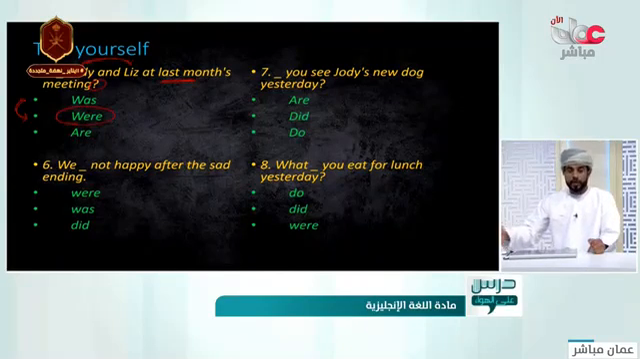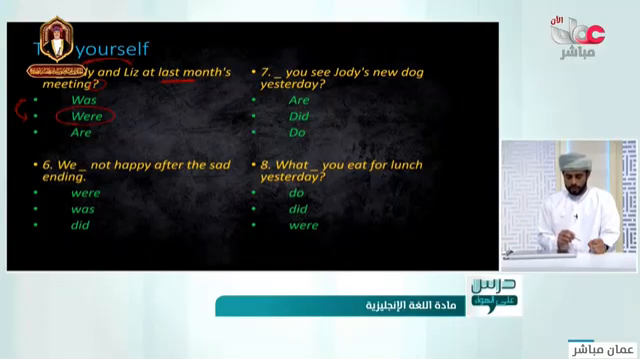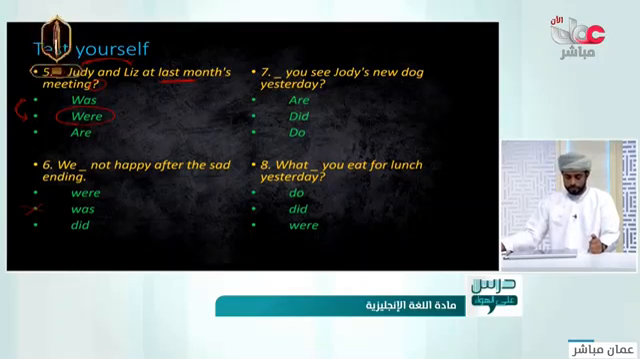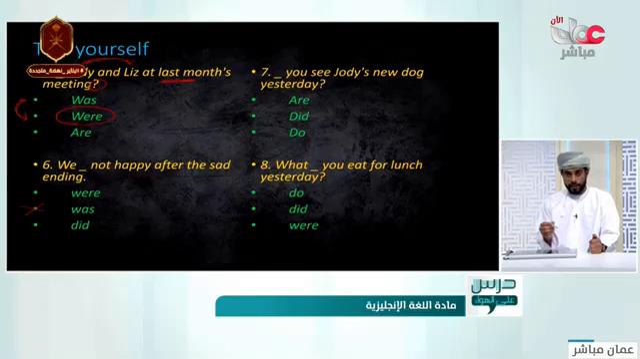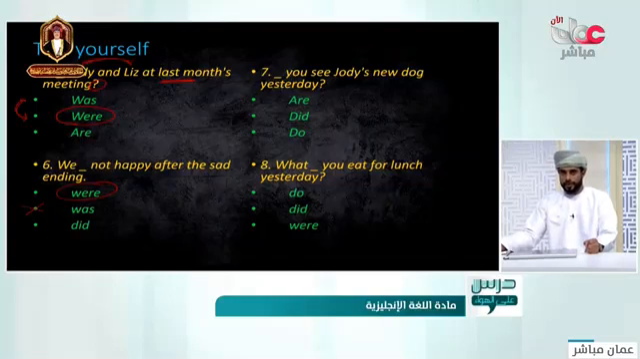Okay. Let's move to 6. We not happy after the sad ending. Which one is more suitable: "were", "was", or "did"? Let's try first things that won't work. Of course, "was" will not work. Why? Because we are talking about the pronoun "we". Is it "did" or "were"? Again, if there is an infinitive, we are going to use "did". If there is no infinitive, we are going to use "were". Is there any infinitive in here? No, there's no infinitive. So the correct answer is "were". We were not happy after the sad ending.